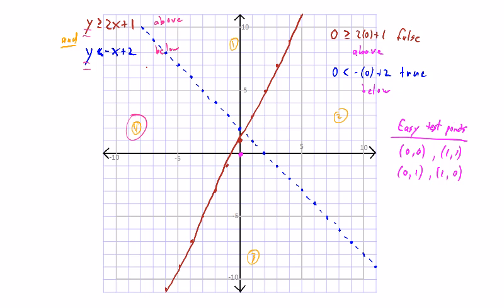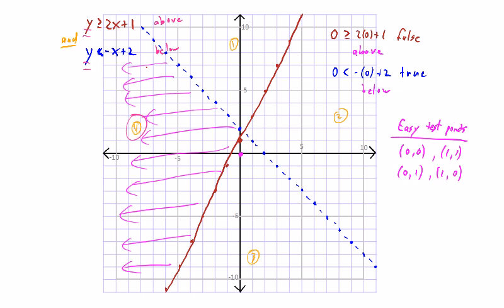Okay, so the way we could indicate this as our answer is to shade in region 4. We could do something like this, and you can see that only region 4 satisfies both of the inequalities. So our solution is that. Notice the solution does not include the points on the blue line, but does include points on the brown line.